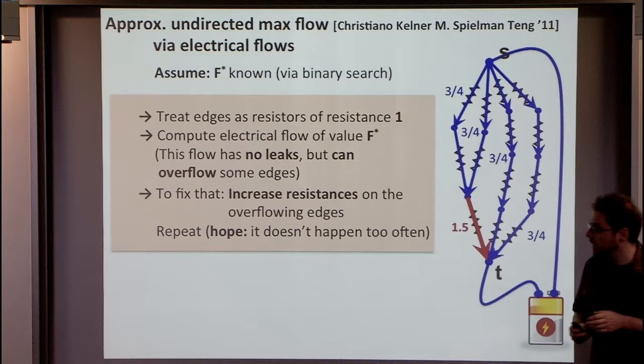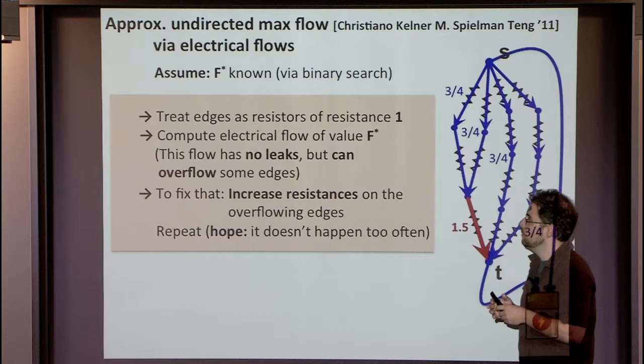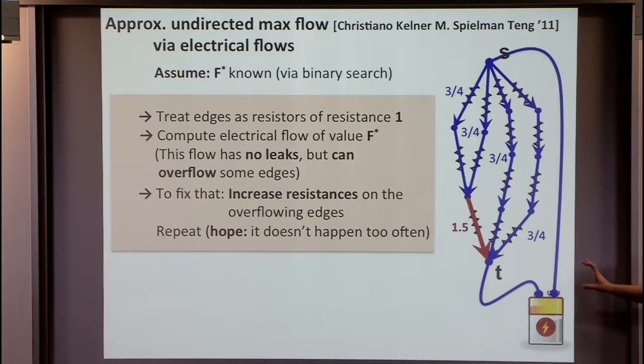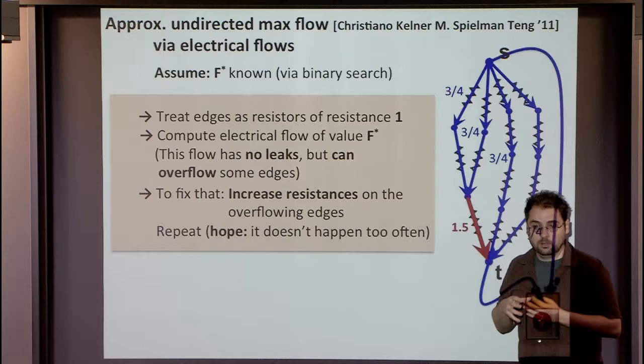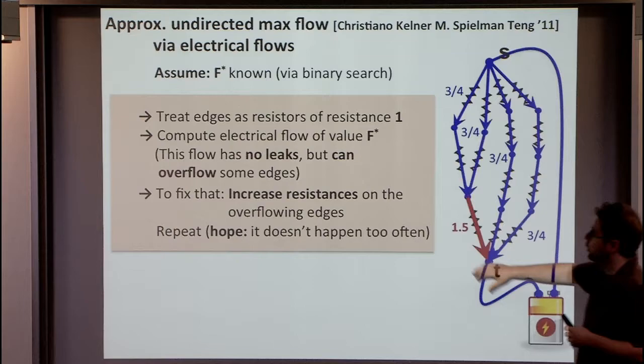So roughly, it's a very simple iterative procedure. We always treat our edges as resistors with some corresponding resistances, and initially this resistance will be 1. Then we'll just repeat the following loop. We compute an electrical flow of the prescribed value F star. F star is the value of max flow that we assume we know. We compute this electrical flow with respect to the current resistances.